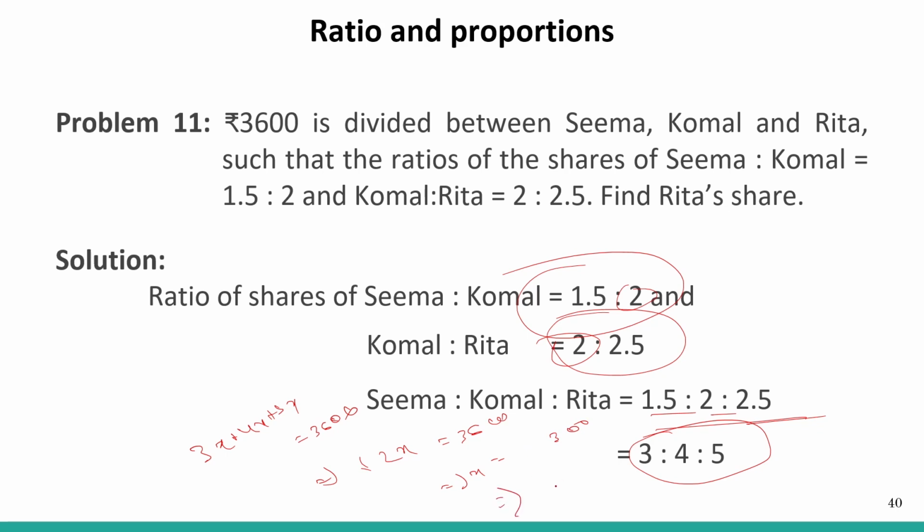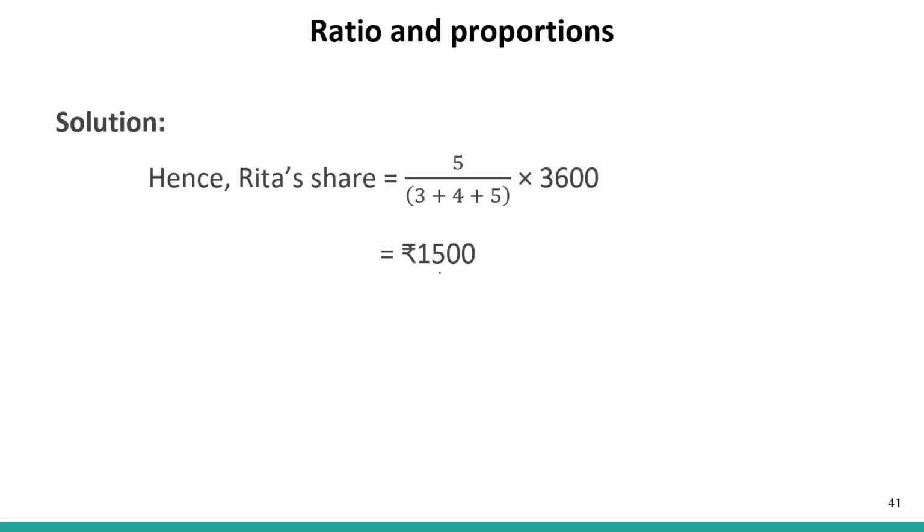So this implies that Seema's share is 900. Seema and Komal's share will be 3 into 4, which is equal to 1200. And for Rita, 5 into 300, that is 1500. Okay, so Rita's share will be 1500 rupees.